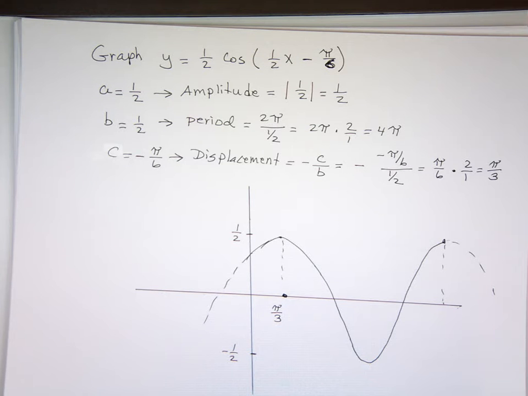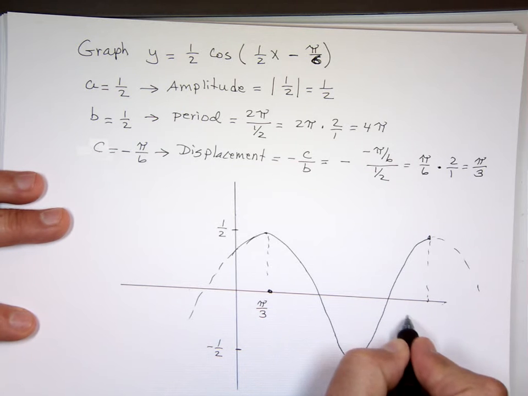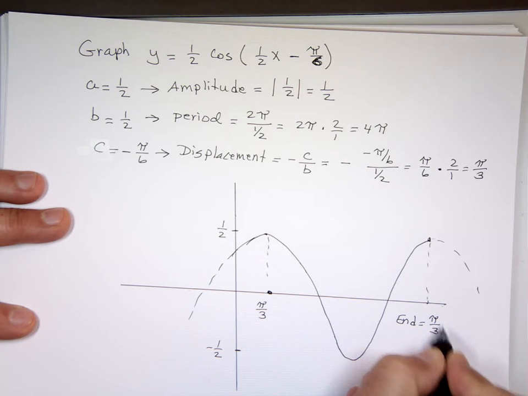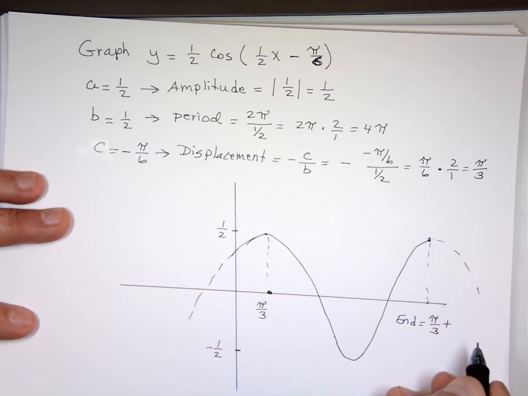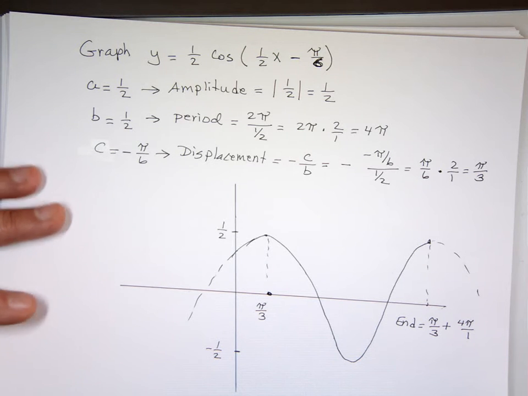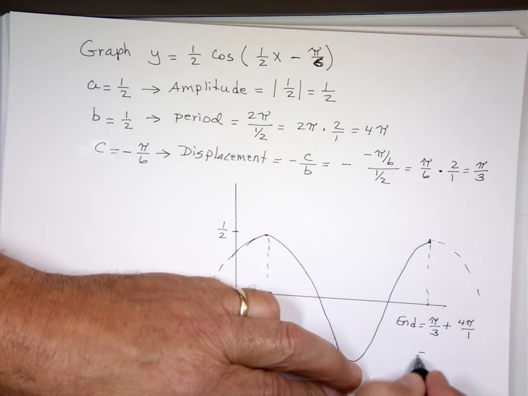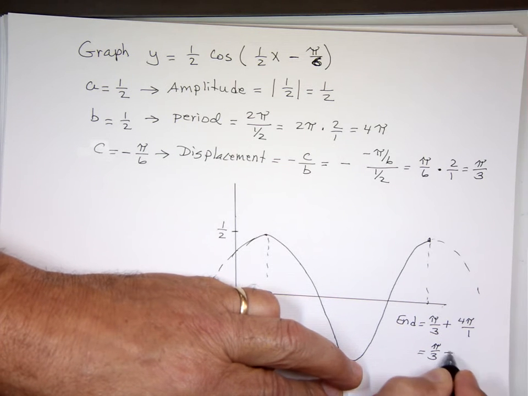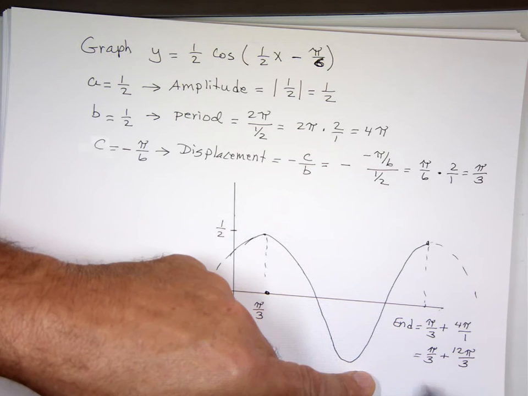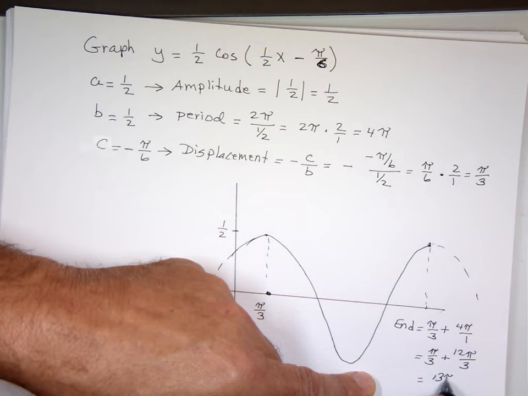And what is the end here? It's the start, which is pi over 3. Add to it the period. What's the period? 4 pi, or 4 pi over 1. So if you're going to add them, what do you need? Common denominator, which is 3. What's pi plus 12 pi? 13 pi over 3.